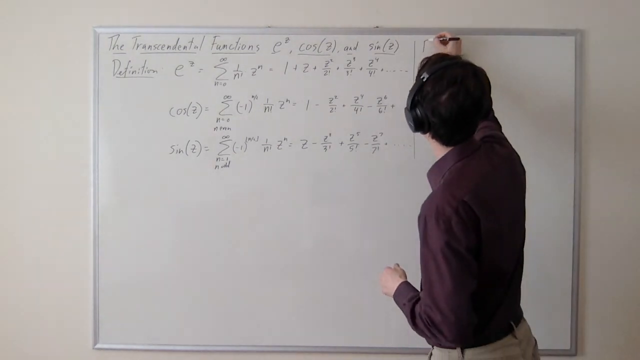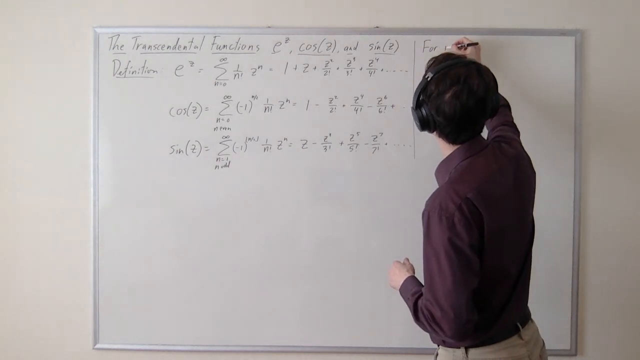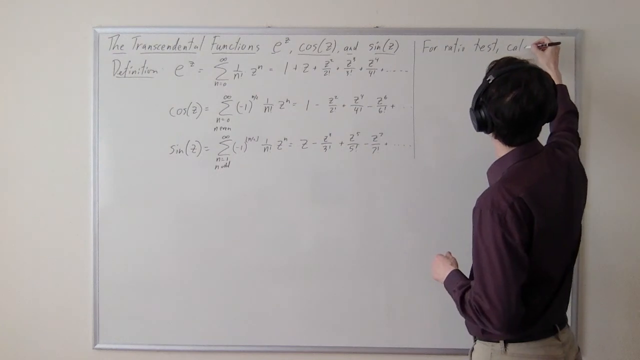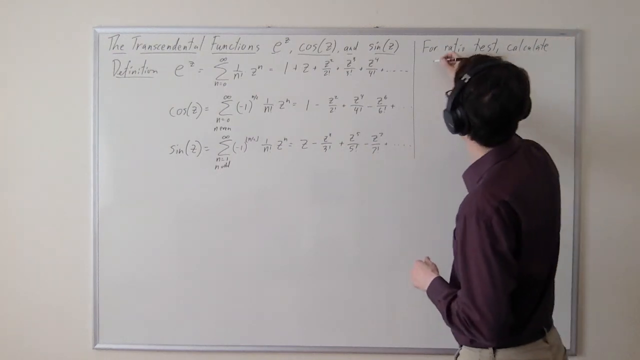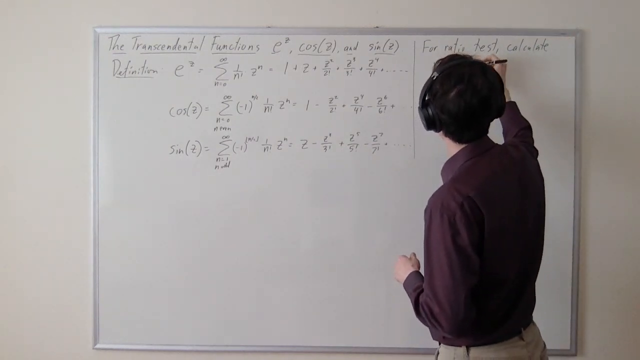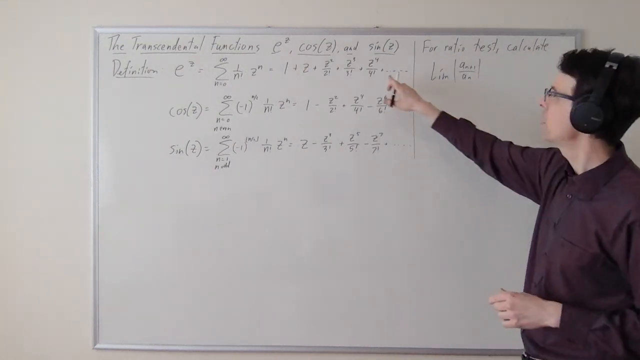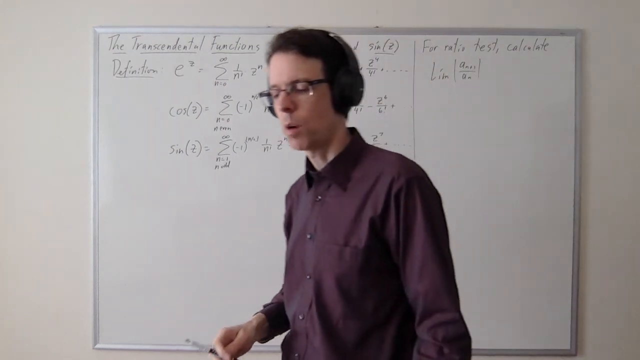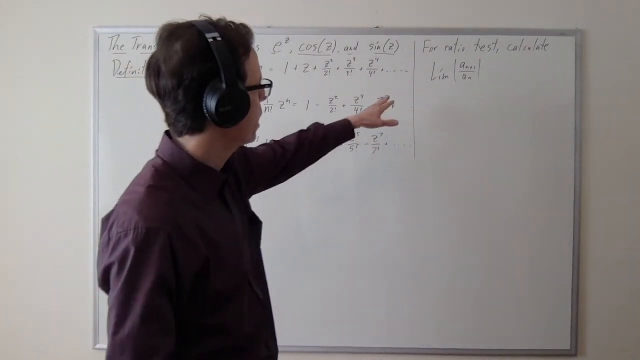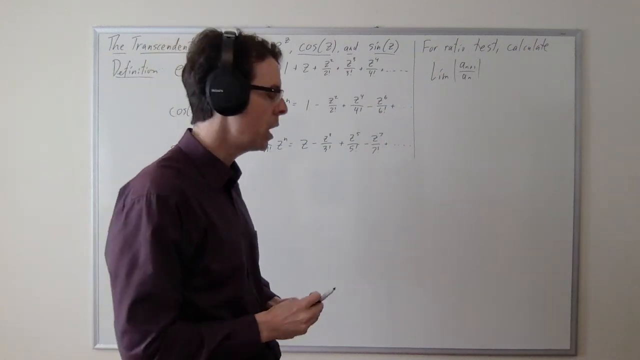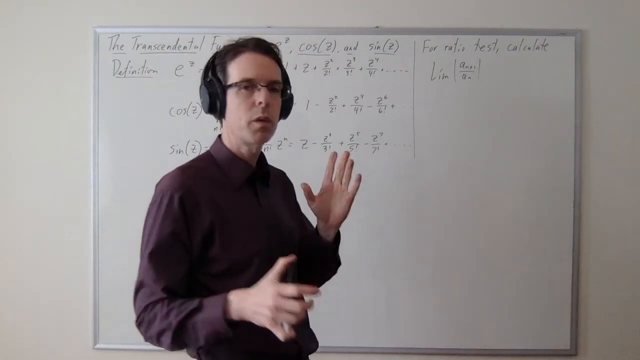So for the ratio test, what we're going to do is calculate the limit of the modulus of a sub n plus 1 over a sub n. The modulus won't matter in this case because all the coefficients are positive real numbers. So we're going to calculate this limit, and then the reciprocal of that limit will be the radius of convergence. And remember that we have special conditions for that.